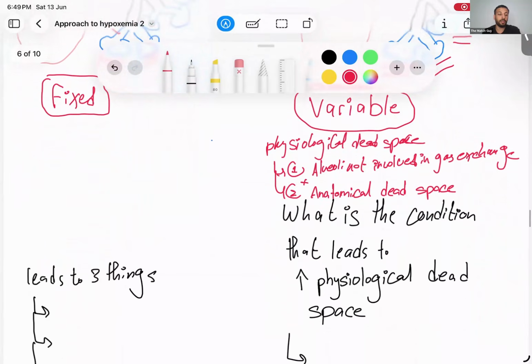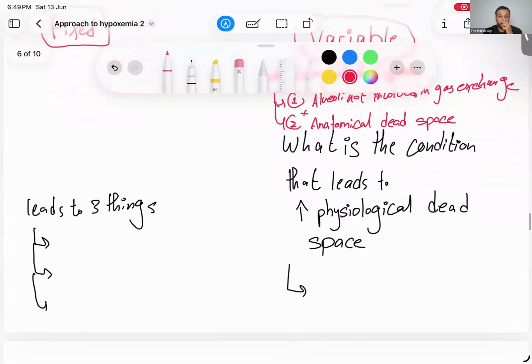We're gonna solve some QBank questions. Okay. So, what is a condition, a pathology that would lead to increase in the physiological dead space? Or let me rephrase it: a condition that will lead to more alveoli not involved in gas exchange, or a condition that leads to decreased perfusion. Do you know, guys? Yes, pulmonary embolism.